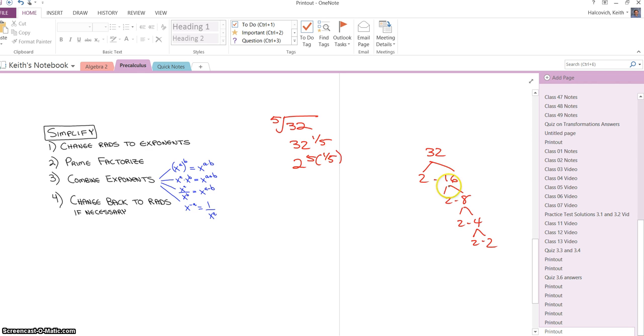And then you use your exponent rules to combine exponents. Remember, when you raise to a power, you multiply. So this becomes 2 to the 1st, and that would stay. Now, if you got an answer like 3 to the 1/2, then you would change it back to a radical and make it square root of 3. But in this case, it's just 2.